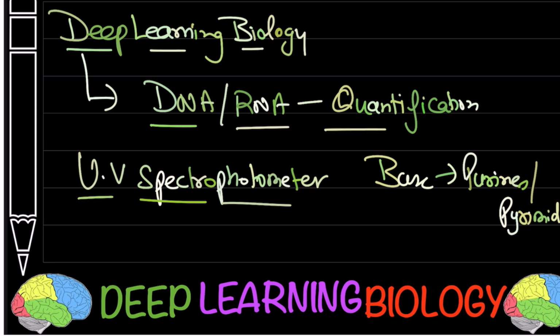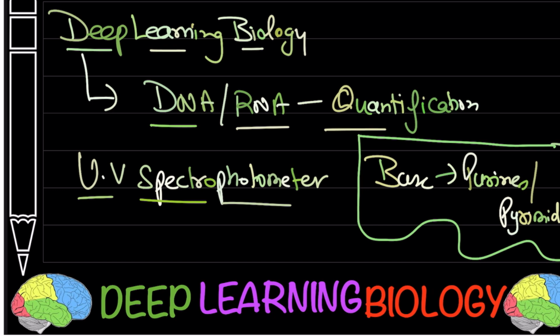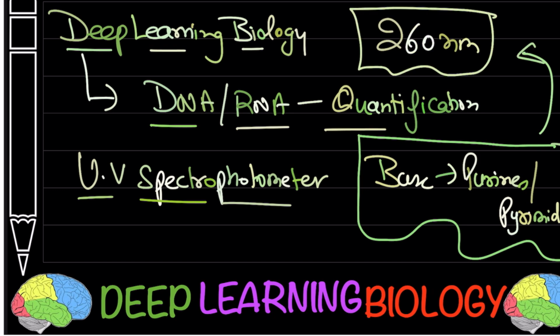So within the DNA, within the RNA, you are going to have bases, and these bases generally absorb UV light at 260 nanometer. So keep in mind, in the case of nucleic acid, the maximum absorbance of light occurs at 260 nanometer. So at 260 nanometer wavelength, generally we quantify DNA and RNA.